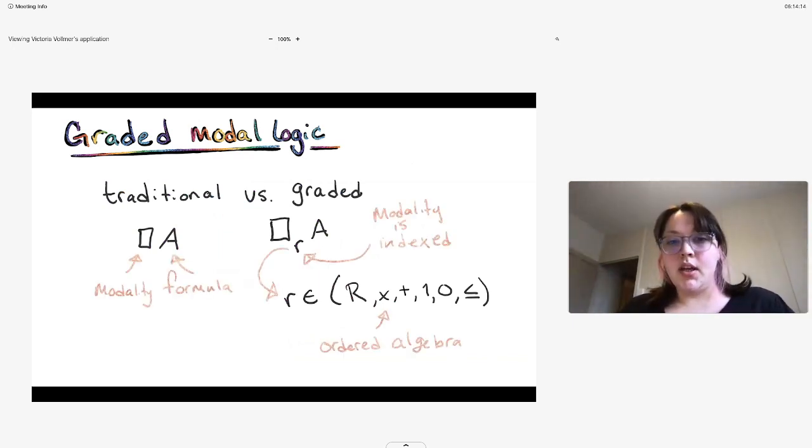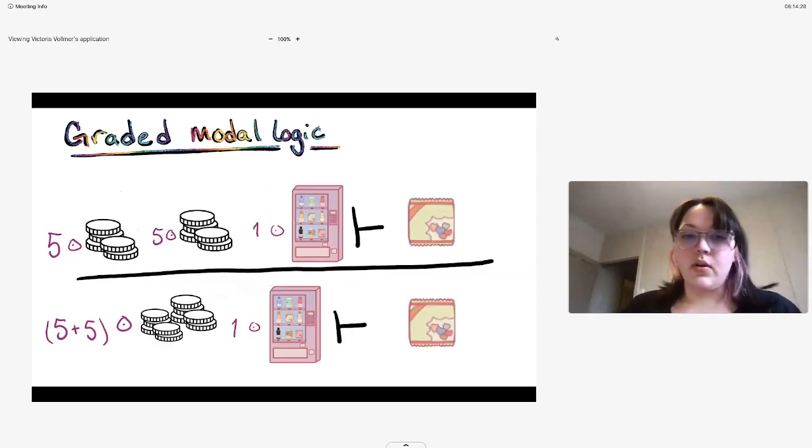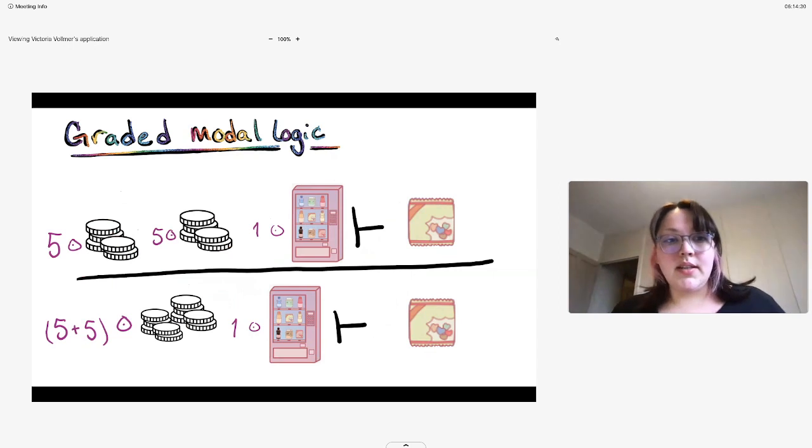So you can look at these modalities and you can index them by elements of an algebra, and the structural rules correspond to these algebraic operations inside of the algebra. So in the example here, your two piles of money can now become one pile of money, but you don't lose the amount of money. Five coins and five coins now becomes five plus five coins, right?